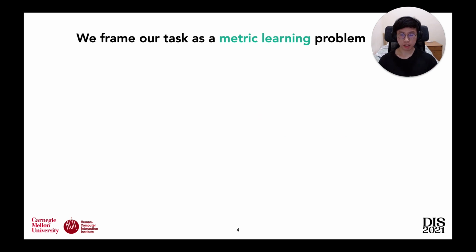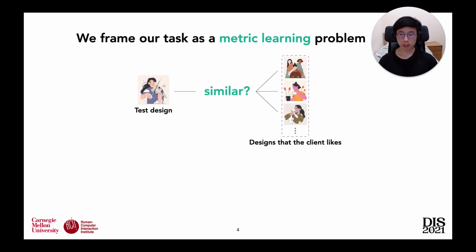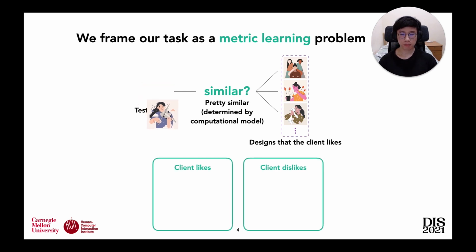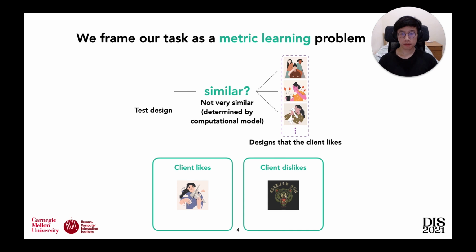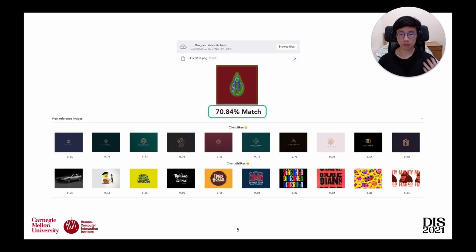We frame our task of modeling the client's personal style from a few examples as a metric learning problem. In other words, given an arbitrary test design we want to evaluate, our objective is to determine its similarity with a set of representative examples selected by the client. This allows us to then classify the test design between two classes, client likes or client dislikes. Our resulting computational model predicts a match score, which is how well the test design matches the client's liking.